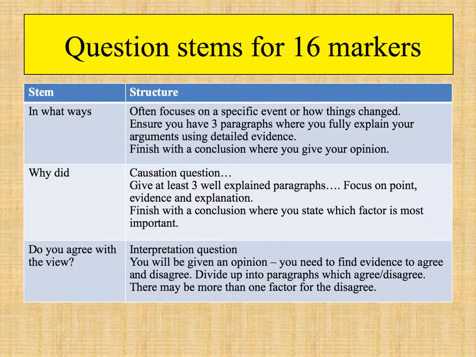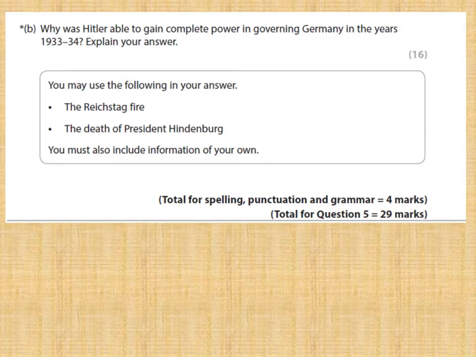So these are some of the question stems for 16 markers. Sometimes you can get an "in what way" question, or a "why did something happen", or "do you agree with the view". But make sure you're using the BUSY acronym to really read the question carefully. Pause this if you want to look at this advice in more detail to think about the types of questions you might get. So here's an example of a 16-mark question.